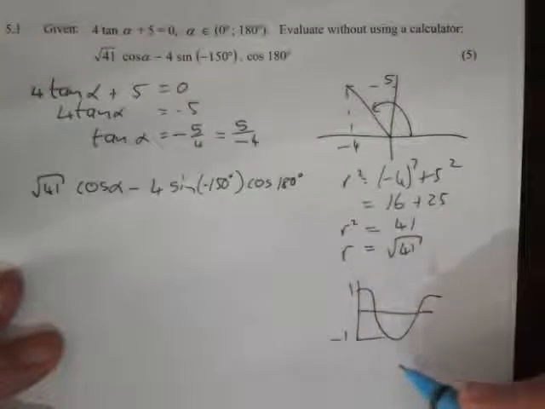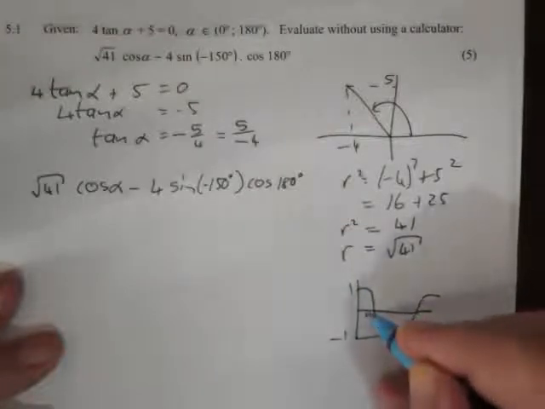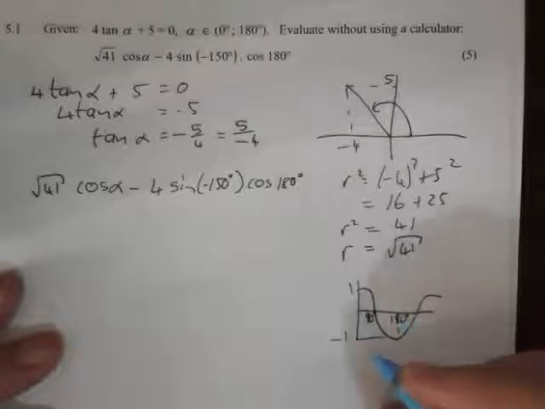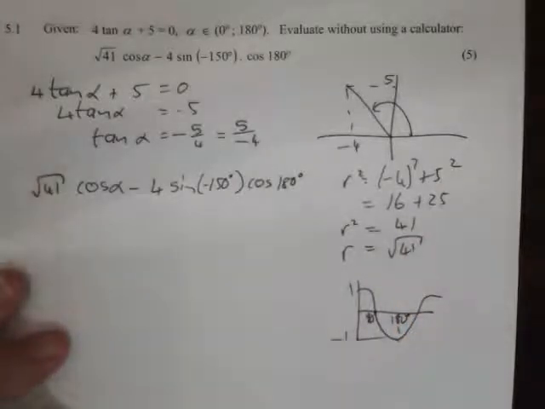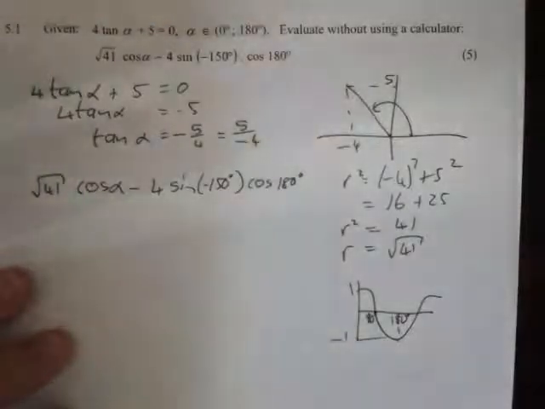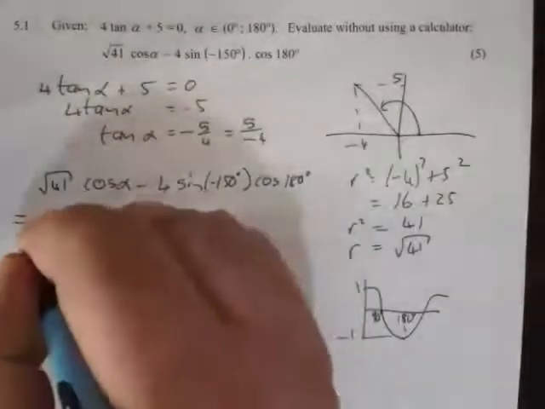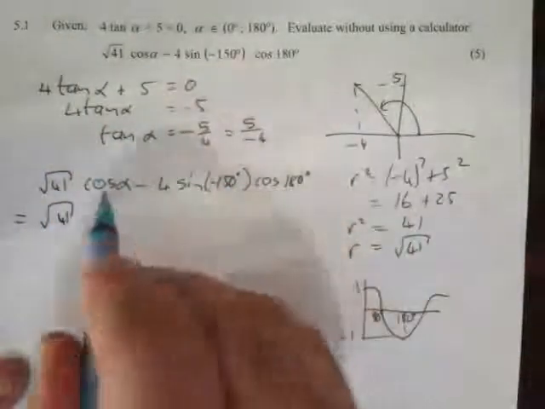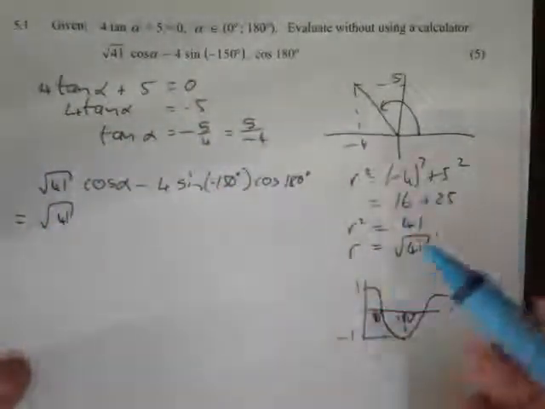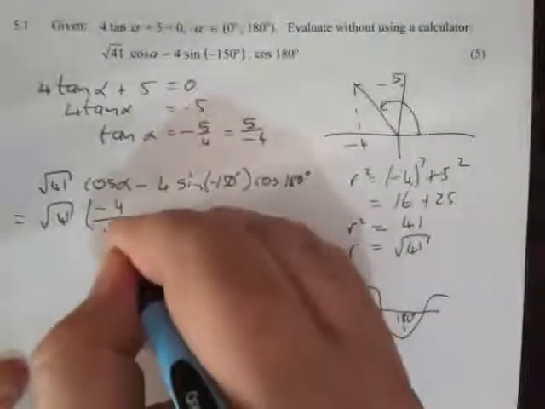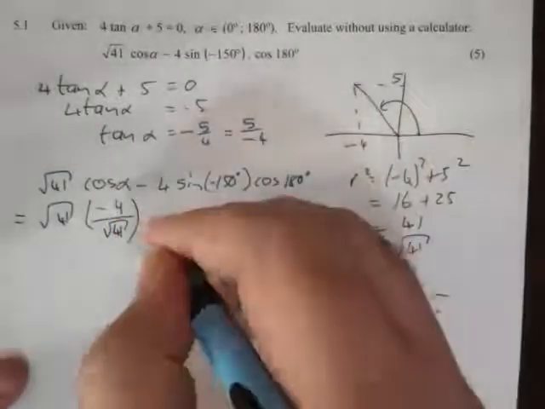So it goes from 1 to minus 1, and that will be a 0 at 90 degrees, and at 180 degrees, minus 1. So now we can start to simplify this. Okay, square root of 41. Now we know cos of alpha is x over r.